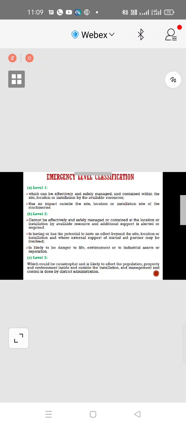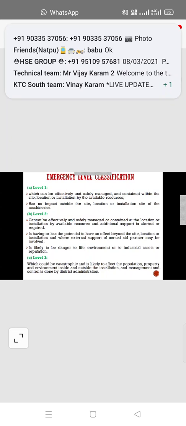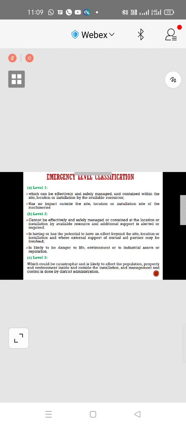So level 1, level 2 as per the industrial classifications. Then level 3 is simply catastrophic conditions, the geographical conditions such as earthquake, tsunami, etc., which could be catastrophic and likely to affect the population, property, and environment inside and outside the installation. Management and control is done by the district administration.